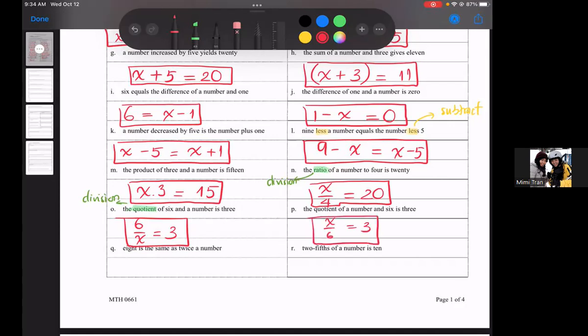8 is the same as twice a number. Somebody from that group. I haven't picked on anyone from that group. 8 is the same as twice a number. Anyone at all? Very good. 8 equals 2x.